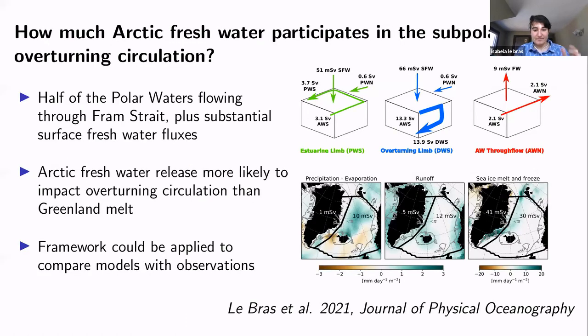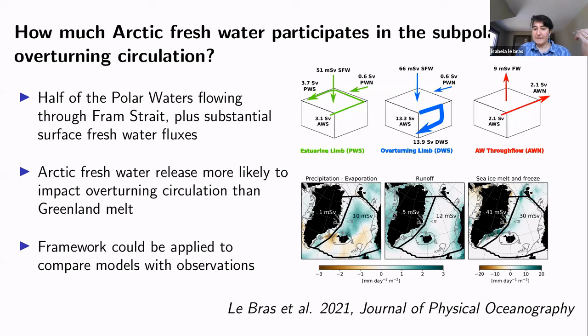Okay, so just to reiterate my main conclusions, I've asked this question: how much Arctic freshwater participates in the subpolar overturning circulation? And the answer again is about half of the polar waters that are flowing through Fram Strait, and then substantial surface freshwater fluxes as well. One of the consequences of this is that an Arctic freshwater release might be more likely to impact the overturning circulation, at least on shorter time scales, than Greenland melt.